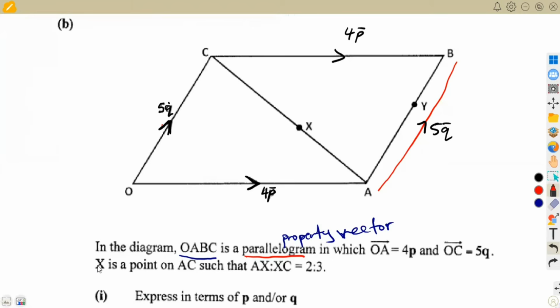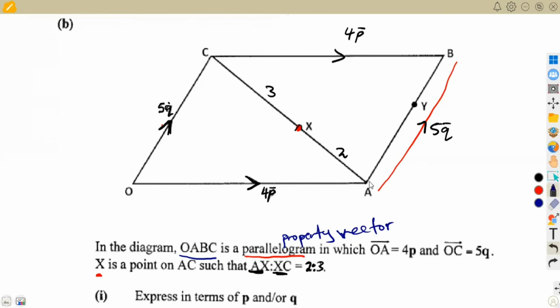We are given a statement that X is a point on AC such that AX to XC is 2 to 3. So we are given the ratio of 2 to 3 in this case, meaning AX is 2 parts from A to X, then from X to C is 3 parts. This is just a ratio to tell you how these points are related on this line.